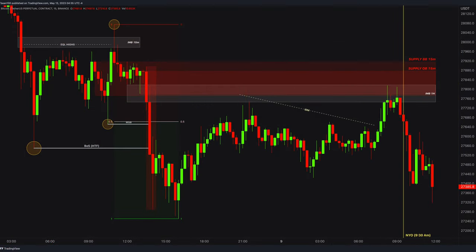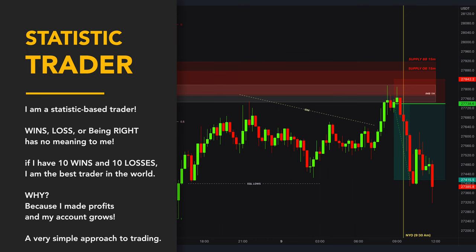Once I identified the equal lows below, I saw my clear target and I trusted my trade. I played for the reaction. This was a high time frame reaction trade. I was ready to take a loss. I do not care about losses. Win or loss has no meaning to me because my 100% focus is on statistics. If I have 10 losses and 10 wins, it means that I am a great trader. Keep making money and growing my account.